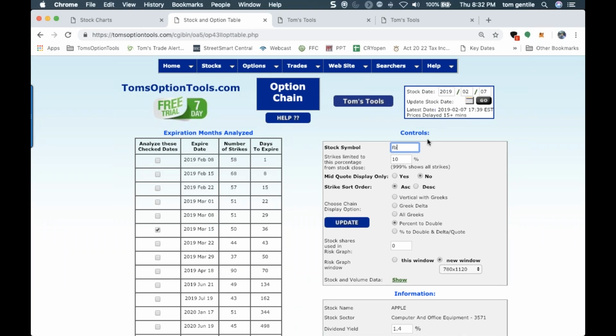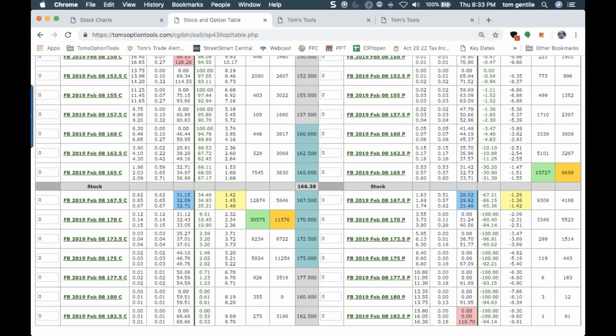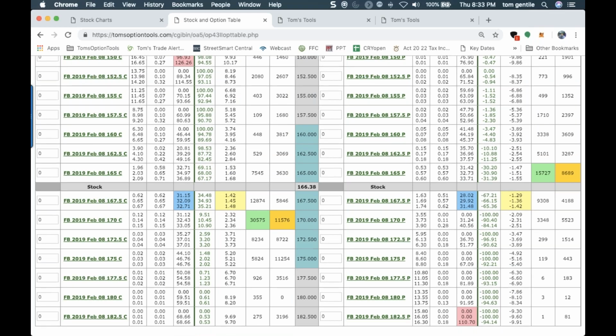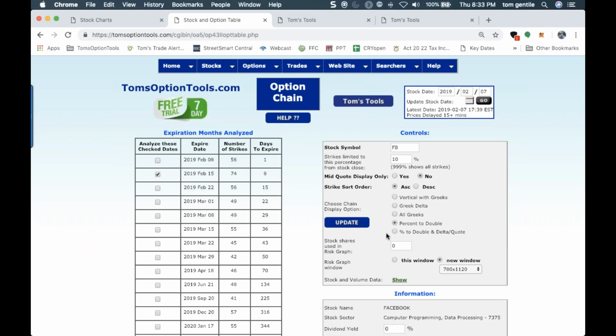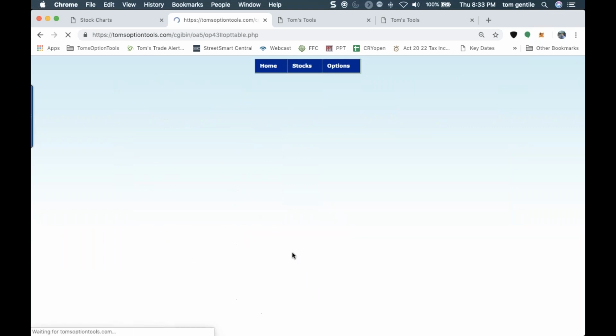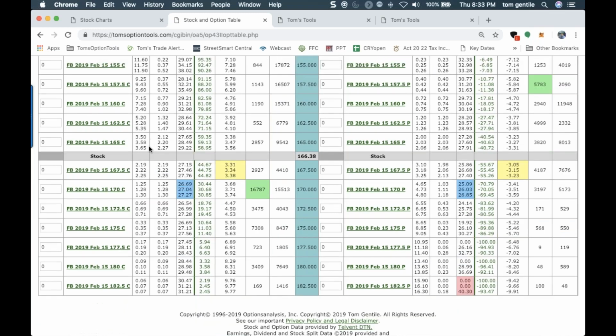Look at Facebook. Not the most favored stock out there, but I've got to tell you, the liquidity looks good on this one. 62 by 67. That's the one with 1 day to expiration. Let's look at next week's Feb 15. Take a look at that one. 8 days to expiration. 165 calls, 350 by 365, 167 halves, 219 by 225. These are nice and tight.